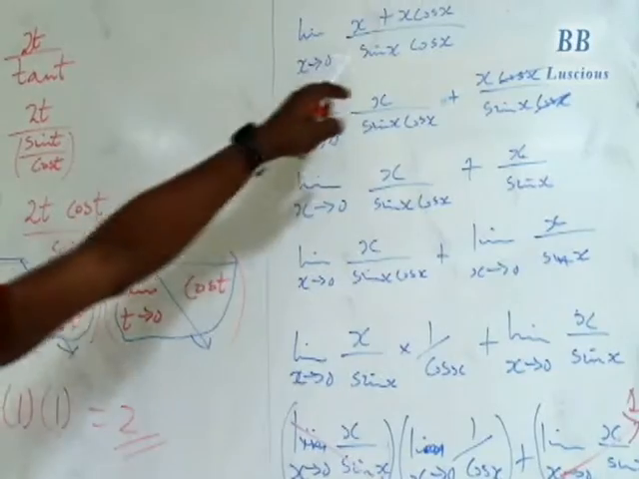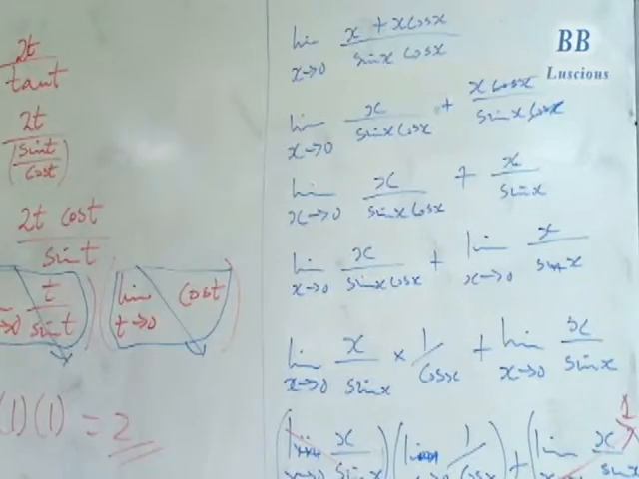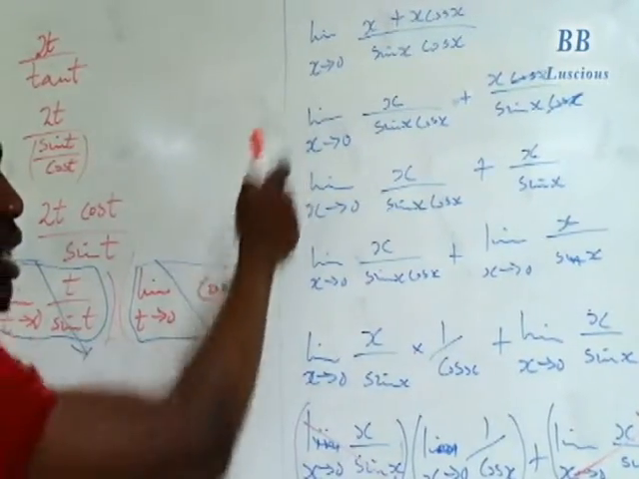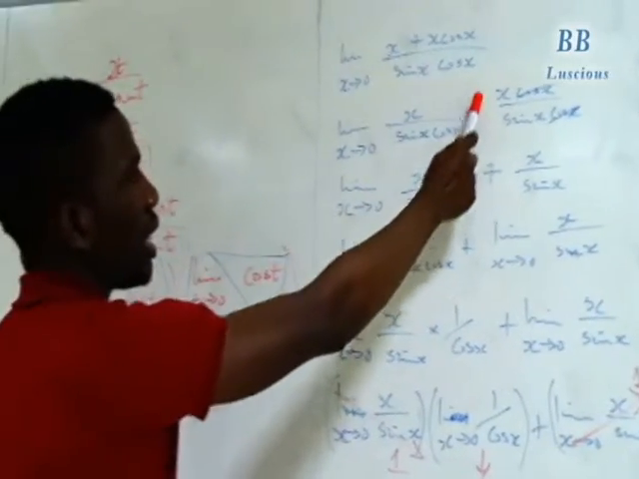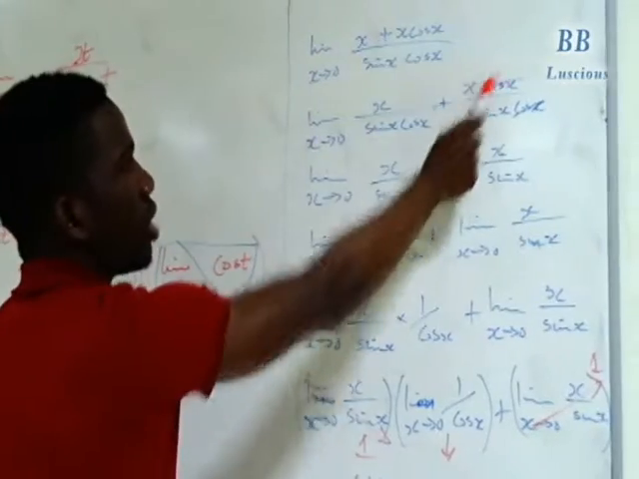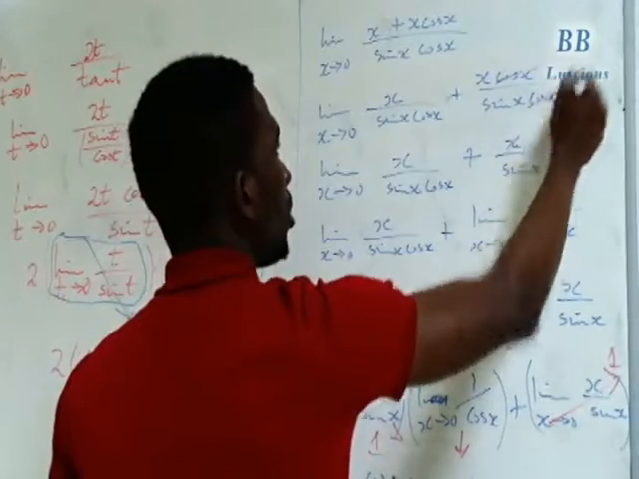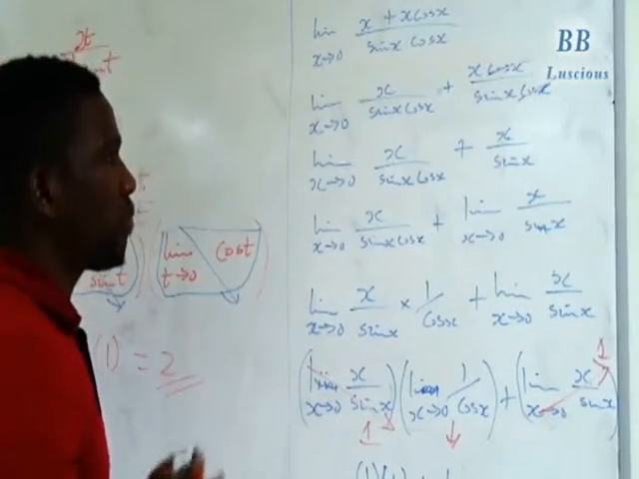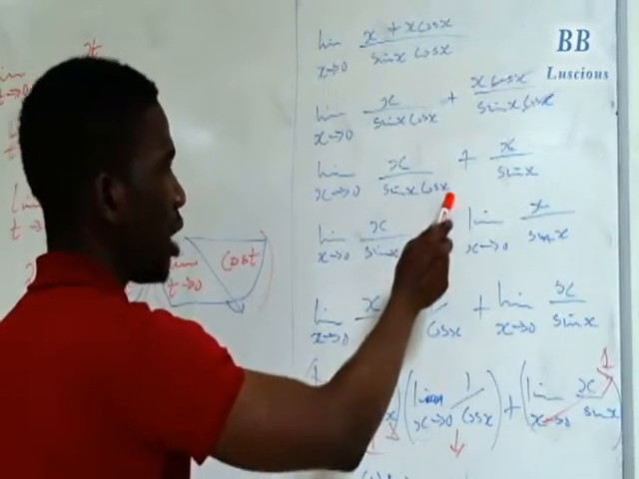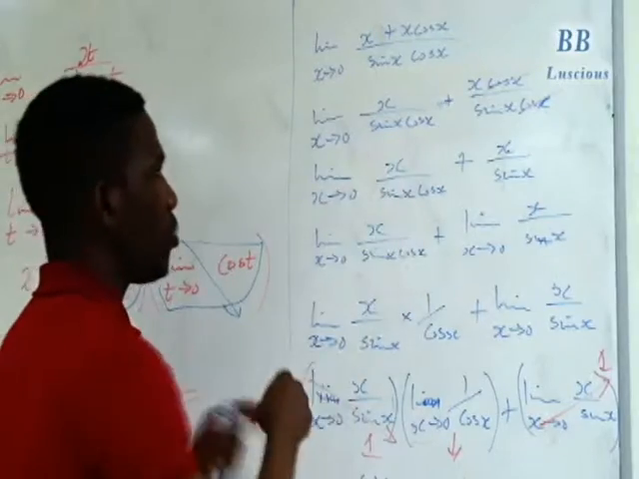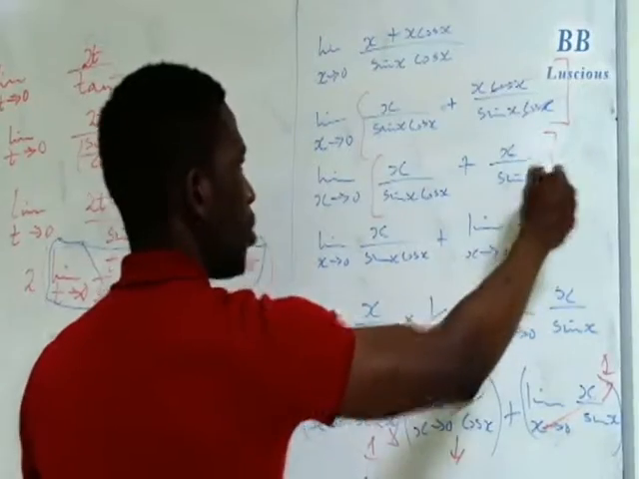If you have the limit of x plus x cos x over sine x cos x as x tends to 0, the first thing is you break this into 2 parts, bring this to one side, and then open the addition sign and take this to the other side. This means that the cos x on this side can also cancel the cos x on the other side. You're left with x over sine x on this side, and then you're left with sine x over cos x. Now, if you open this bracket, there should be a bracket here, here, and also here.